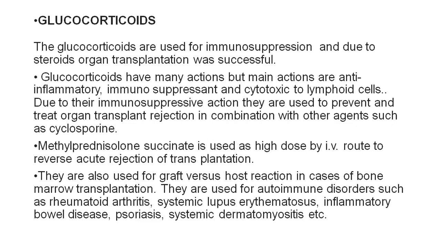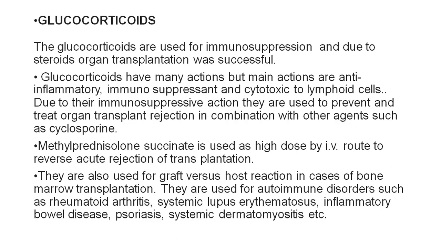In this, glucocorticoids are also used in combination with other agents like cyclosporine. Okay, methylprednisolone, which is a glucocorticoid, is used in high doses by IV route. Why this IV route? It is used to reverse the acute rejection of transplantation. So they are also used for graft versus host reaction in cases of bone marrow transplantation.